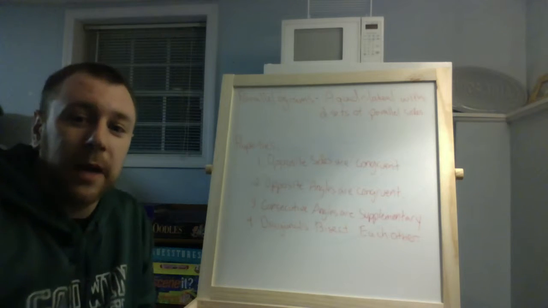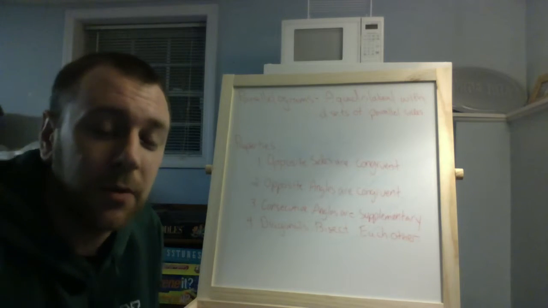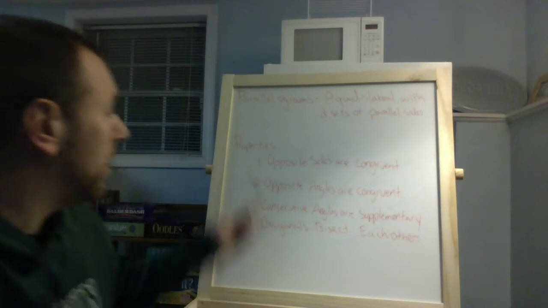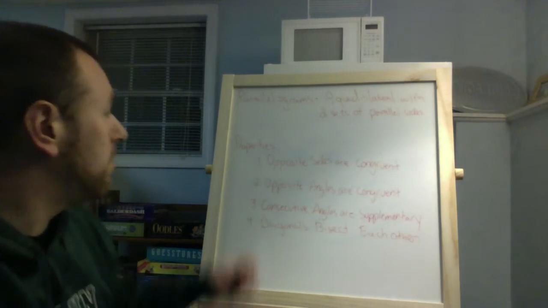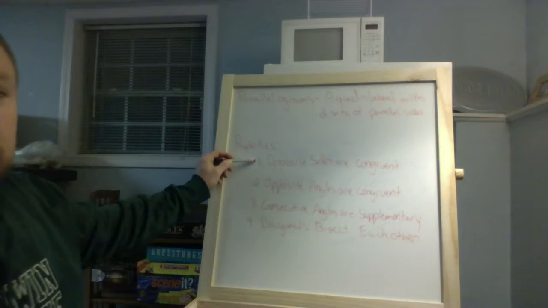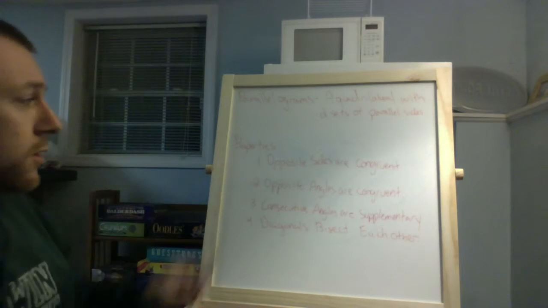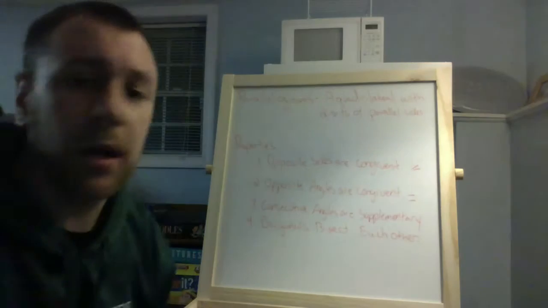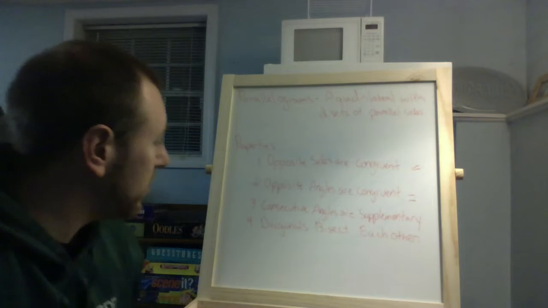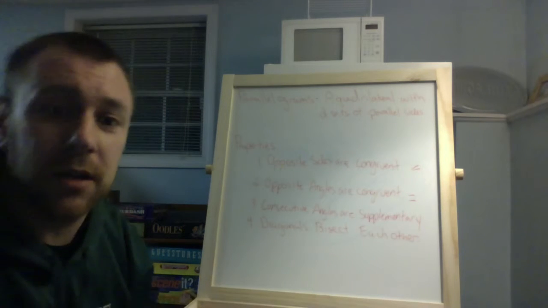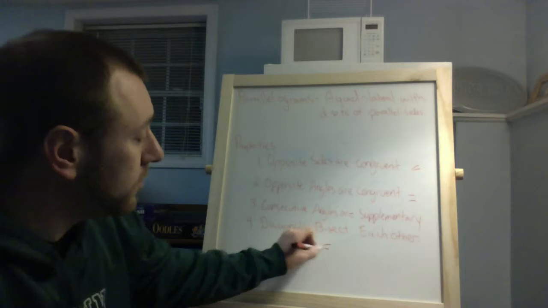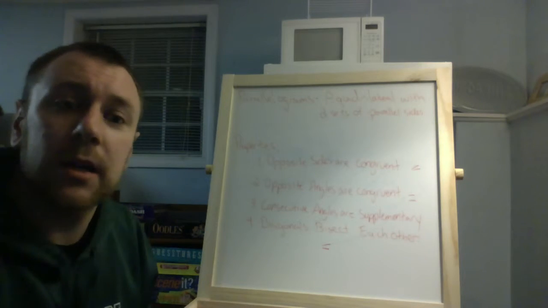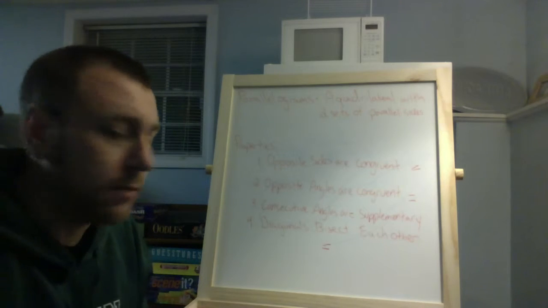Hello all, welcome back. What I wanted to remind you about before we even start solving for x are the four properties. When it says opposite sides are congruent and opposite angles are congruent, remember congruent just means equal. That also goes for diagonals bisect each other. It means that the two sides are equal to each other. So whenever we see that property, we're going to create an equation where they're equal to each other.